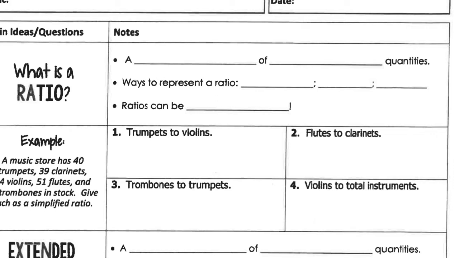So today we're looking at what is a ratio. And I'm sure you've heard that word ratio before, but a ratio is simply a comparison of two numbers. So a comparison of two quantities. Now, if you don't have a printer at home and don't want to print this out, you just write this on your own paper. That'll work perfectly fine.